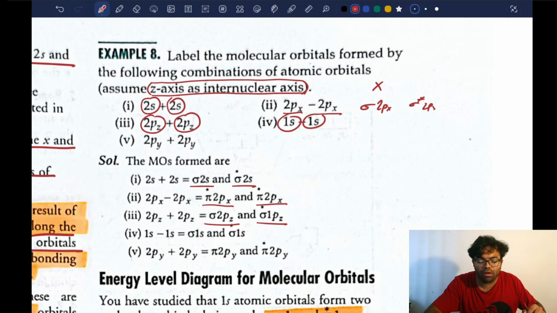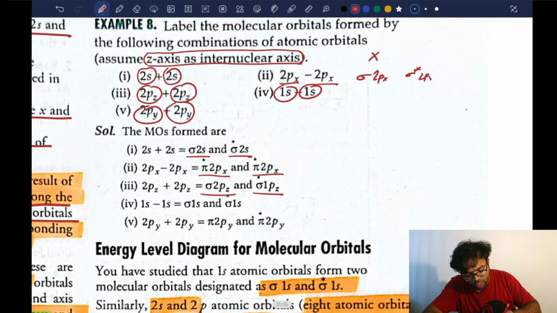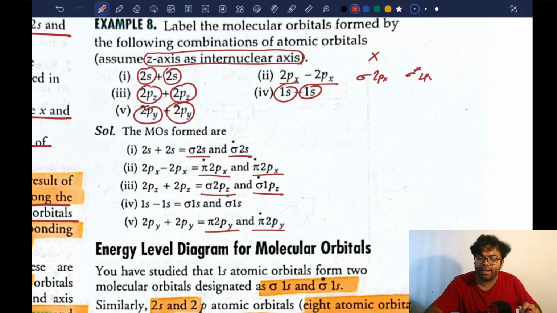S will always form sigma, P will form sigma as well as pi. Remember that. S will only form sigma, whereas P will form sigma as well as pi molecular orbitals. Now, the 2py and the 2py, again the same story. You will get pi 2py and pi star 2py. Clear? Any doubts till now, Drupad?